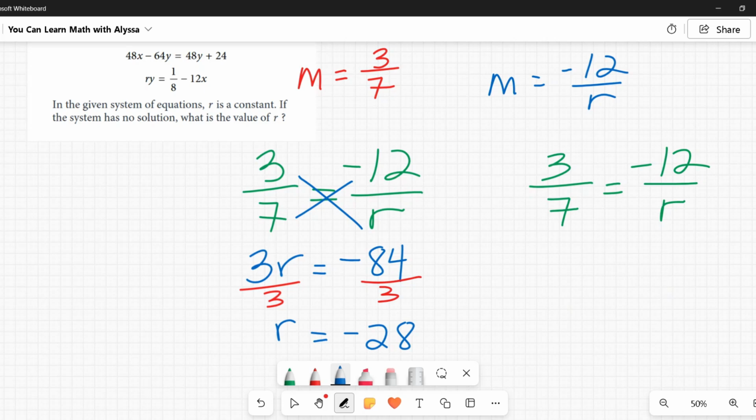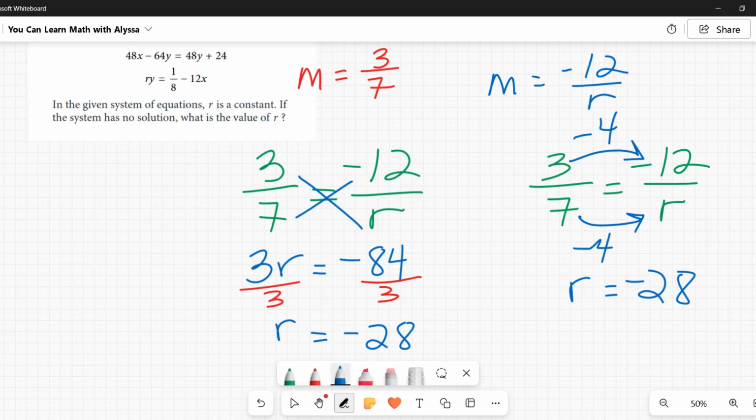This particular case, however, we can use that shortcut and say 3 times what equals negative 12? Negative 4. So then I would multiply the same thing on the bottom. 7 times negative 4 would equal r.